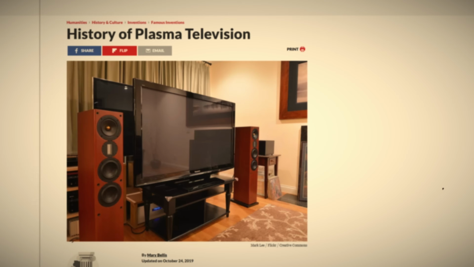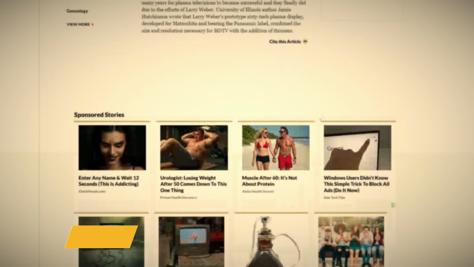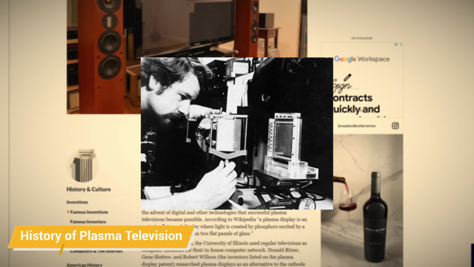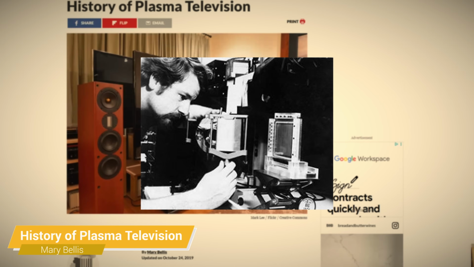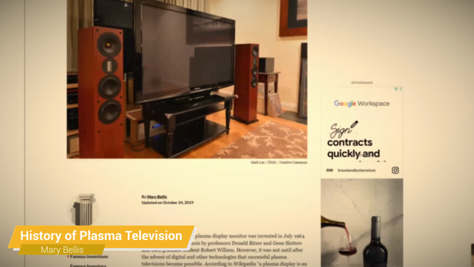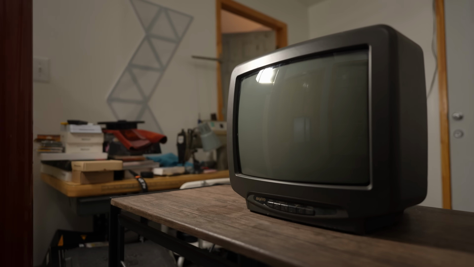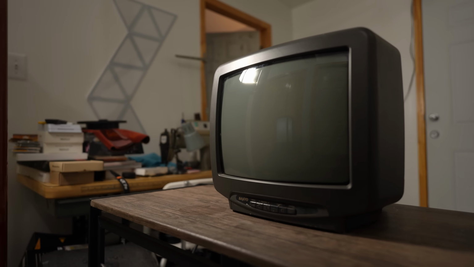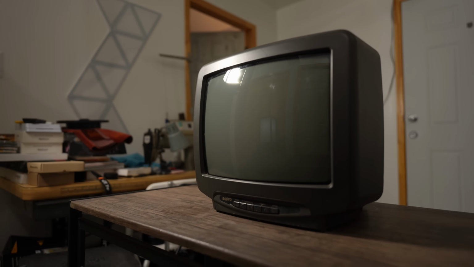The idea behind the plasma screen TV existed since July of 1964, when two professors at the University of Illinois, Donald Bitzer and Gene Slotow, came up with the prototype. Now, this development came as an alternative to the already existent cathode ray tube, or CRT, television, as these TVs are not the best at displaying computer graphics. However, this was only a prototype, and unfortunately, it was far from ready to be a commercially available product.